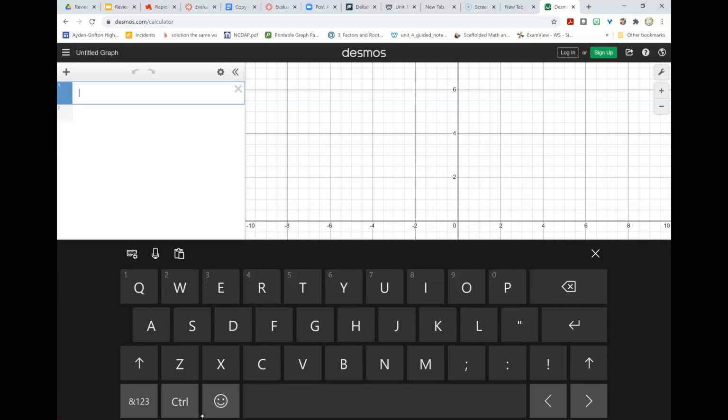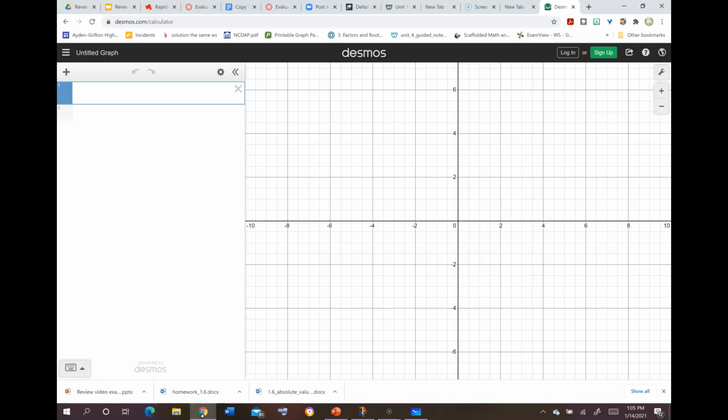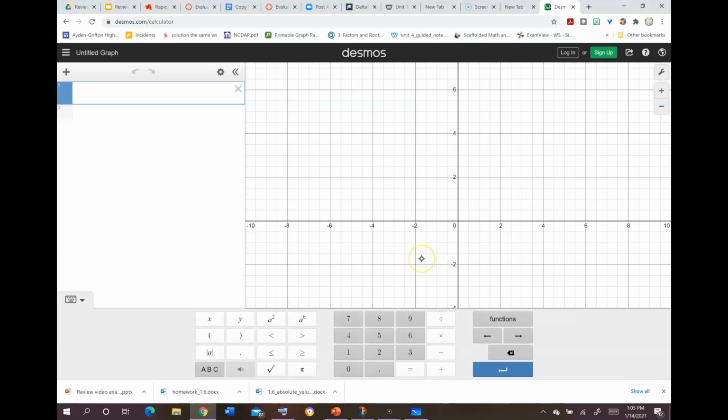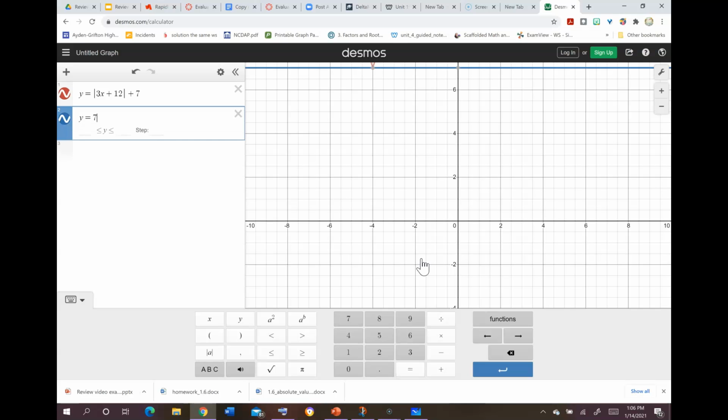So left-hand side, line 1. Oh, hold on. It's been a minute since I've done this. Let's pull this up. Okay, all right, so left-hand side, line 1, and you need your y equals. My left-hand side was y equals the absolute value of 3x plus 12, and then it had the plus 7 on the outside. Whoops. There we go, plus 7. All right, that's the left-hand side. The right-hand side was just 7, so it's going to be y equals 7.